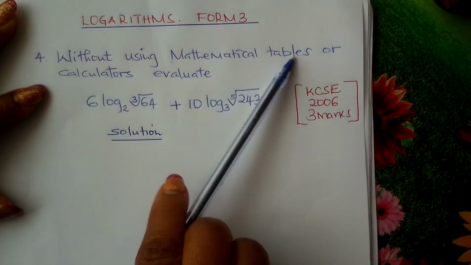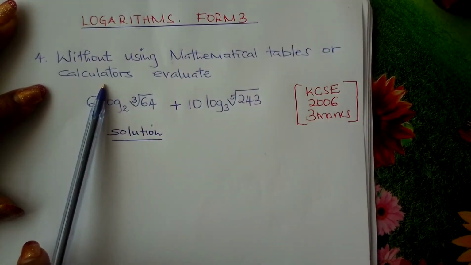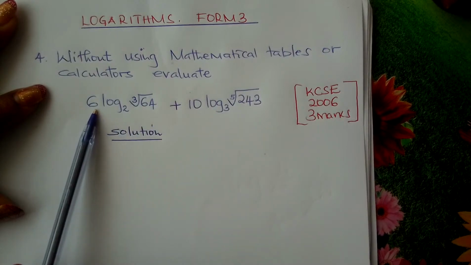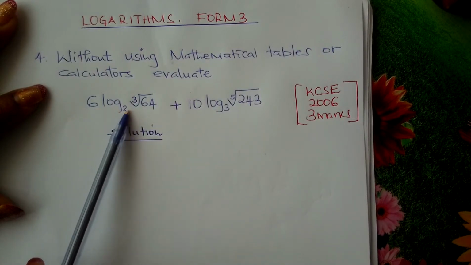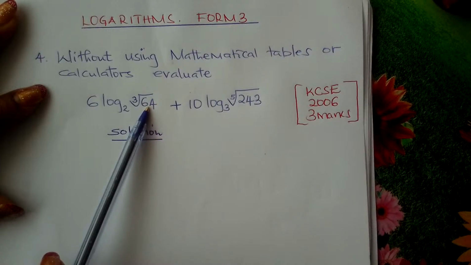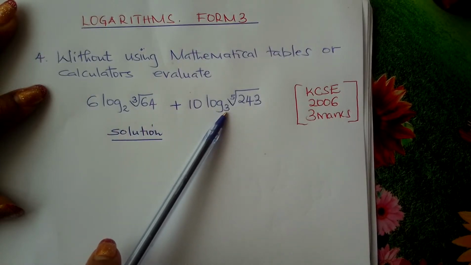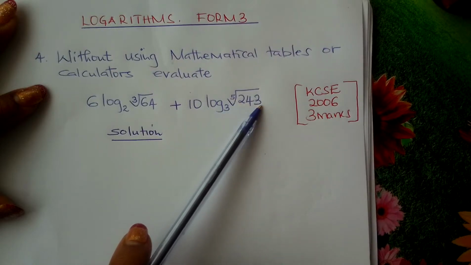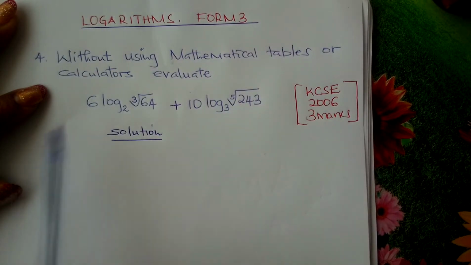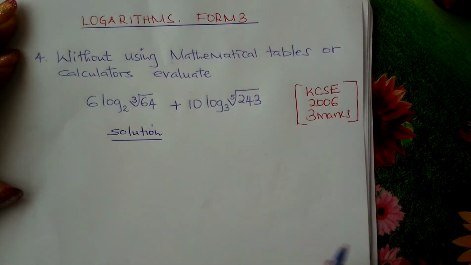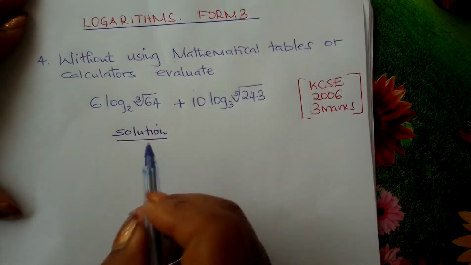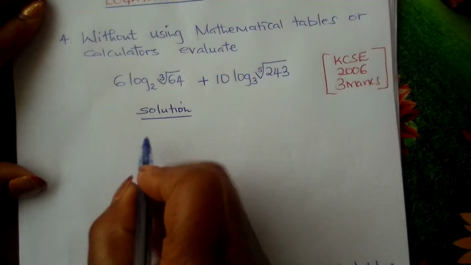Without using mathematical tables or calculators, evaluate 6 log to base 2 of cube root of 64 plus 10 log to base 3 of fifth root of 243. How do you work out this expression without using mathematical tables or calculators? So let us look at the solution.